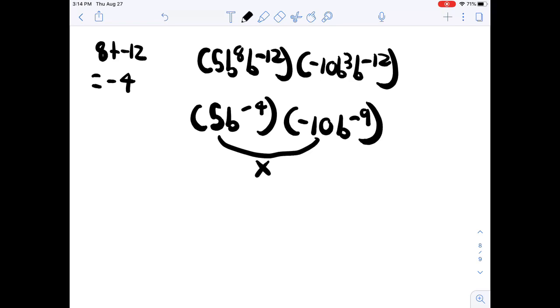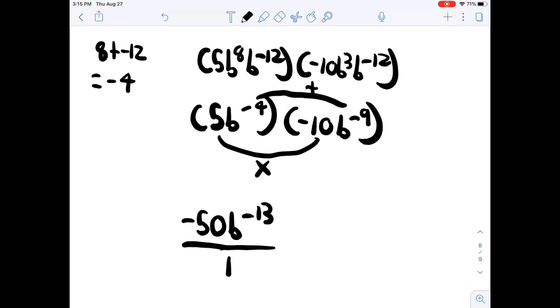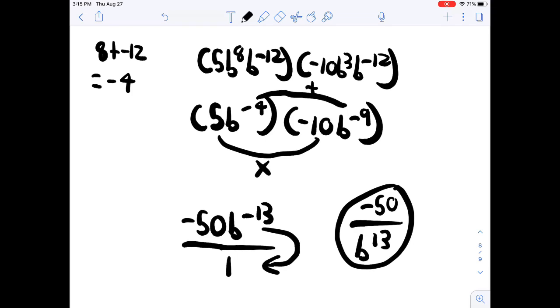So we multiply the coefficients, and we get negative 50. And then we add these exponents, and we get b to the power of negative 13. And we'll put a 1 in the denominator, and we're going to move the b to the power of negative 13 to the bottom. So you get negative 50 over b to the power of 13 as the final answer.